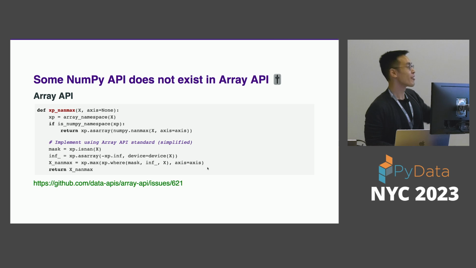There is an issue open on Array API. They're very receptive: if there's something you need, you can open an issue and they'll consider putting it into the standard. This has happened before. We needed something, we opened an issue, they put it in the standard, it's great. So they're very receptive to adding new things to the standard.